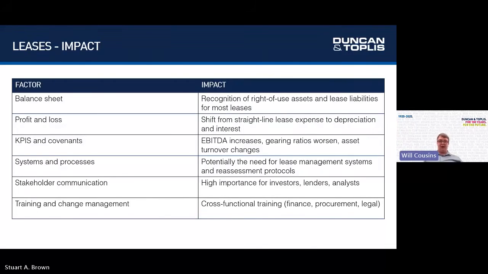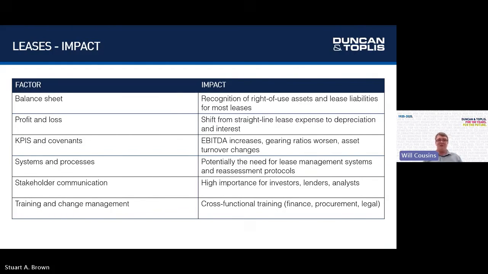So in terms of the impact on the balance sheet, as I've mentioned, we're now recognising a right of use asset for the underlying asset, and corresponding to that is a lease liability for these leases. This is going to impact your profit and loss, because we're going from recognising a straight line expense to recognising depreciation and interest. This in turn affects EBITDA, which is earnings before interest, tax, depreciation and amortisation. So EBITDA is going to increase because we're losing that straight line expense above the line, and now we're recognising interest and depreciation below the line.